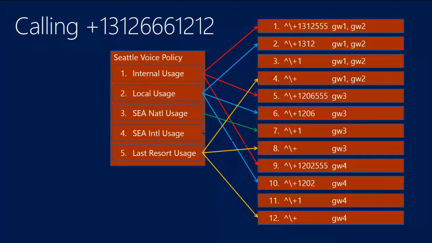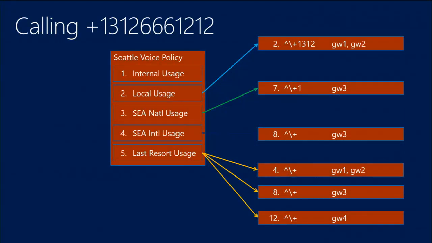Another example, 666, 1212, 312. Same idea. We match them out. Now, there's nothing in the internal usage to match this. That's okay. We move on to the next usage. We look in local usage. We found a route. It starts with +1, 312.